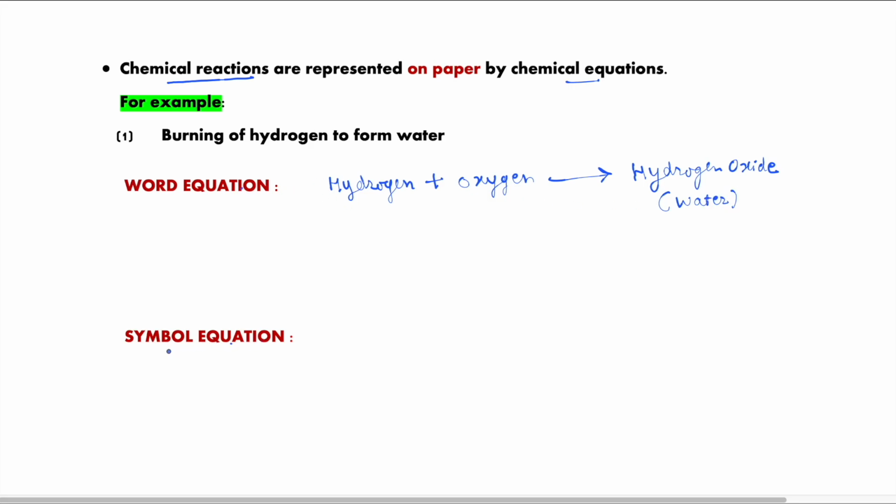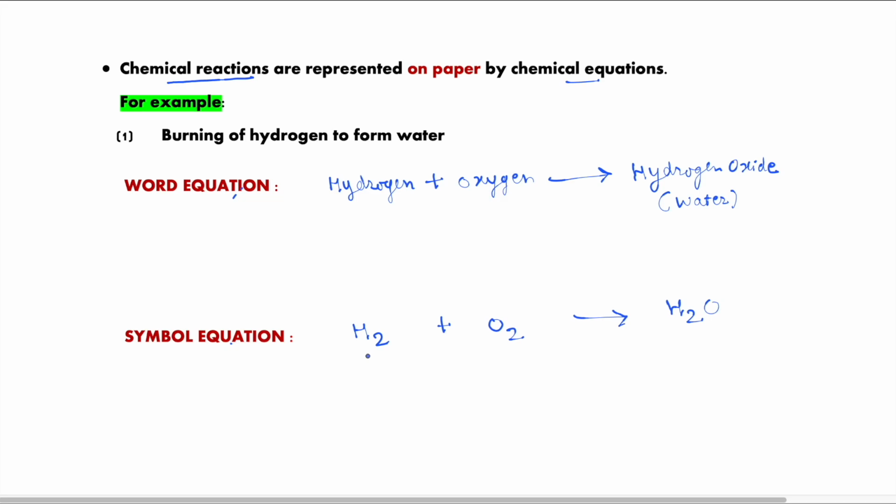Children, note that the symbol equation is always written from the word equation. So the symbol for hydrogen in this equation will be H2, plus the symbol for oxygen will be O2, yields the symbol for hydrogen oxide, H2O, which is commonly called water.